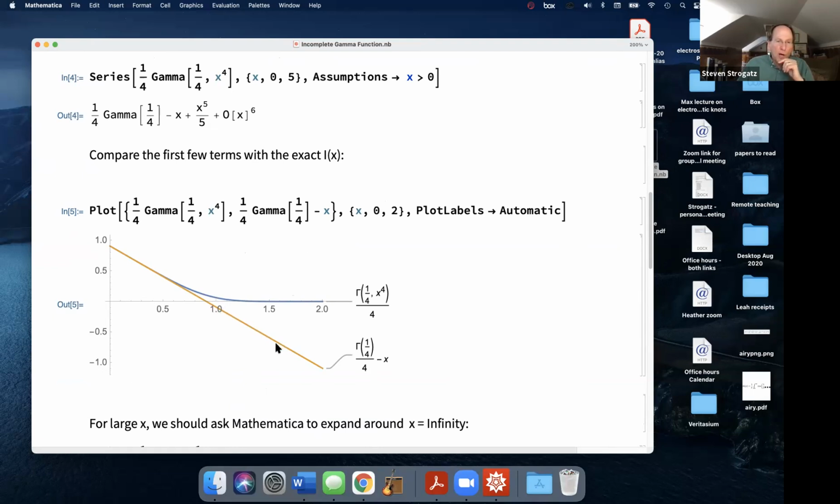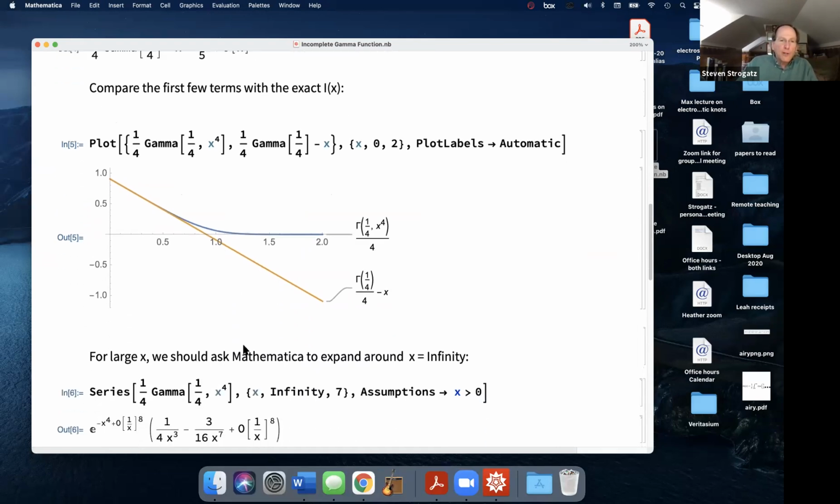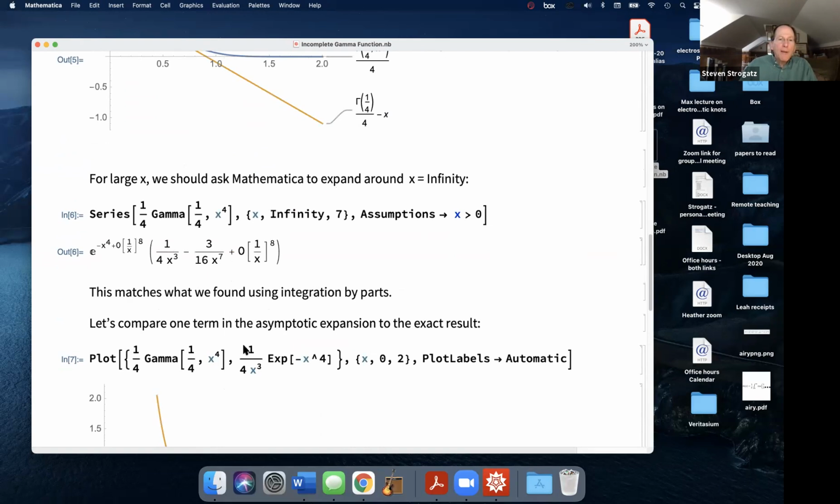You know, this has the wrong qualitative behavior once x gets too large, but if we include more terms, we can eventually get this. But okay, so if you only want to take one term, it's not very good, even at x equals 1. On the other hand, if we look for a larger x, well, Mathematica knows how to do that too. You would ask it to do series expansion of the exact answer. But now you say expand around infinity. That's its way of doing the large x approximation.